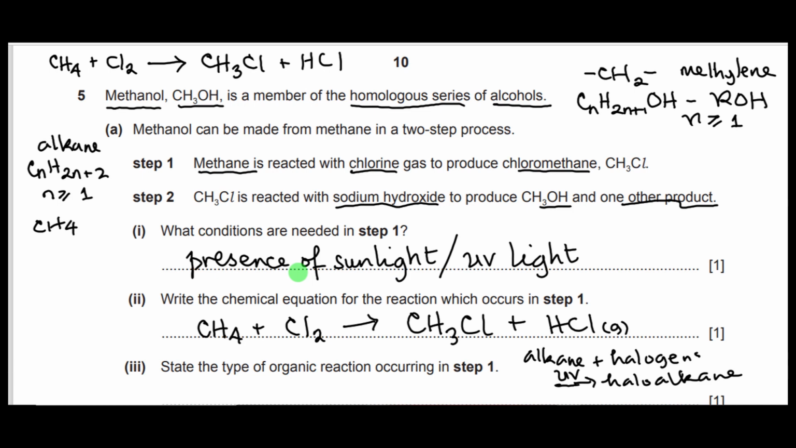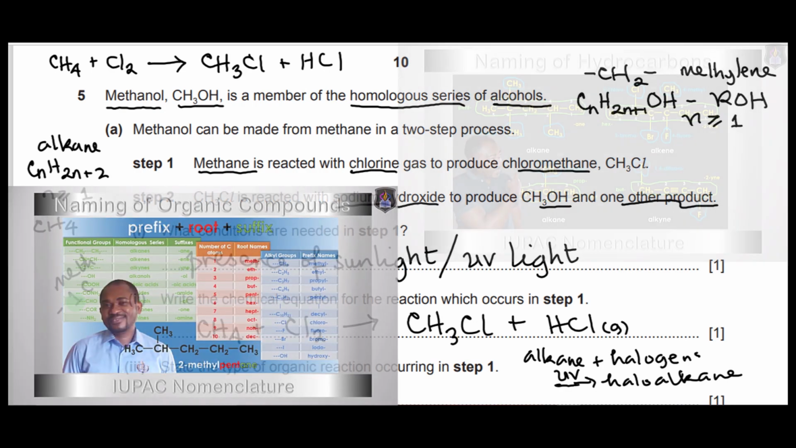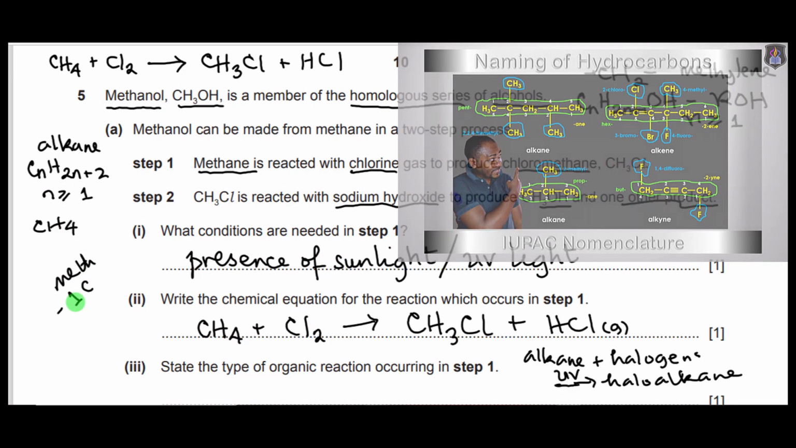Now if you are wondering how I got the formula for methane, I gave you the general formula of alkanes here. Meth means one carbon atom. So when n is 1, this formula reduces to CH4. If you want to learn more about naming organic compounds or writing the formula of organic compounds, then watch our video on naming of organic compounds and naming of hydrocarbons.